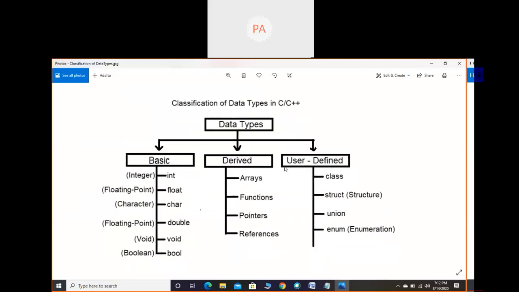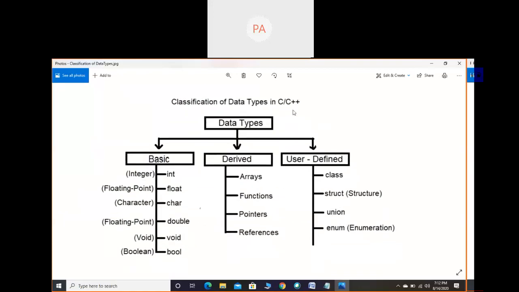These are the classifications of data types in C and C++. In C language and C++ language, we use these categories. The three main types are basic, derived, and user defined, as we discussed now. Next, in basic, we have six data types with respect to C++. If we exclude the Boolean data type, then five data types with respect to C language.